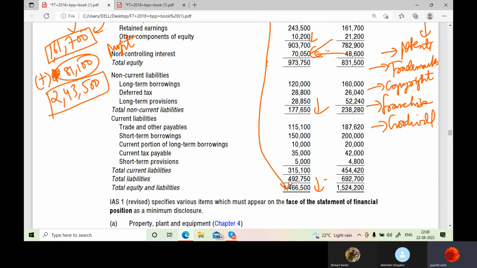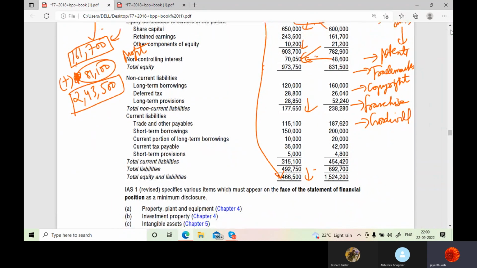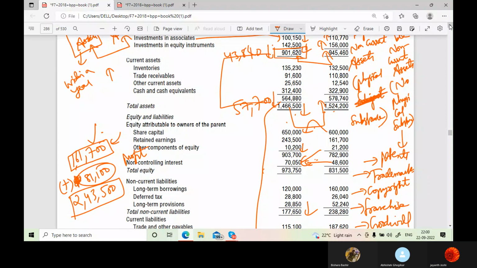But what we are seeing here is the value of the business has gone down. The company should seriously rethink about that. Okay, so this is a total explanation about the balance sheet. Please see this balance sheet. But okay, let me discuss some points here now.